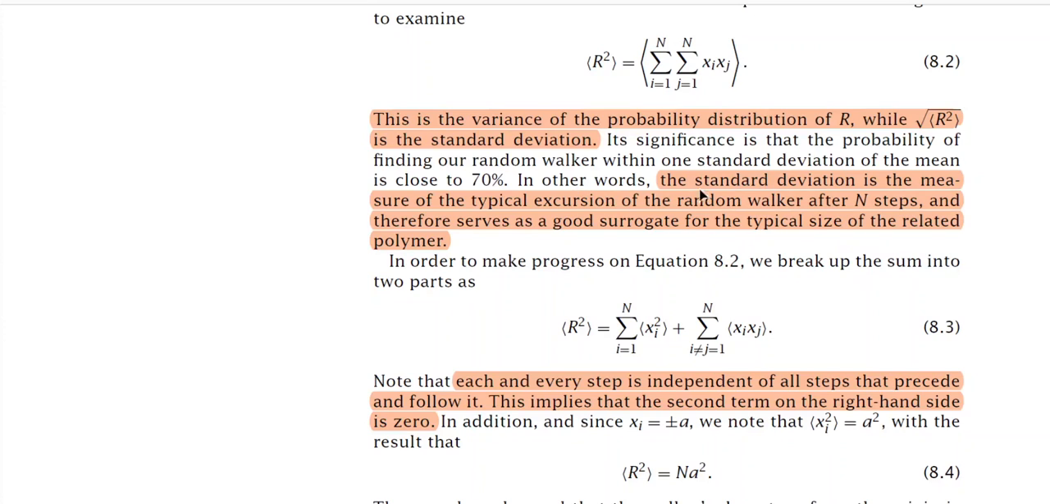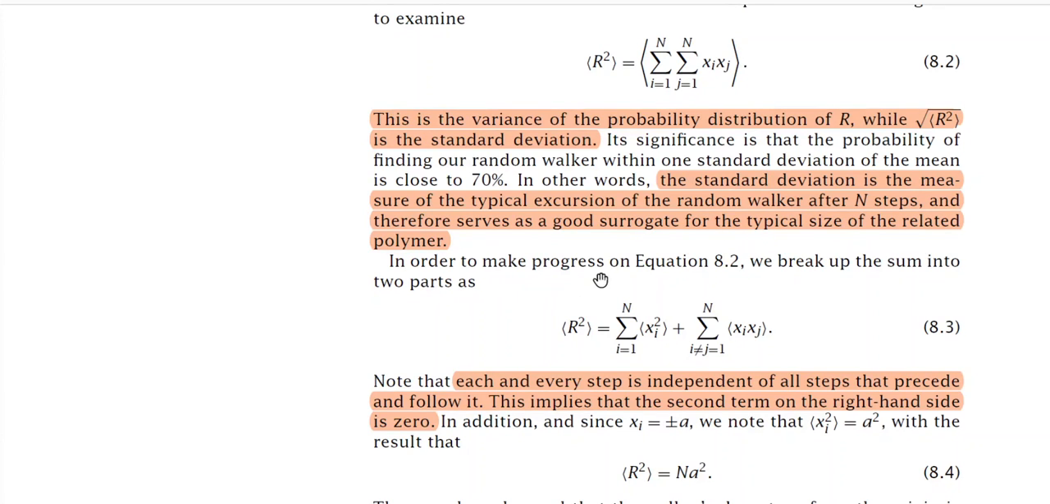In other words, the standard deviation is the measure of the typical excursion of the random walker after n steps, and therefore serves as a good surrogate for the typical size of the related polymer. So, from the expression of the standard deviation, what we can estimate is the typical size of the related polymer, because as it has walked after n steps, that is, it has completed its n steps, we can measure its mean size.